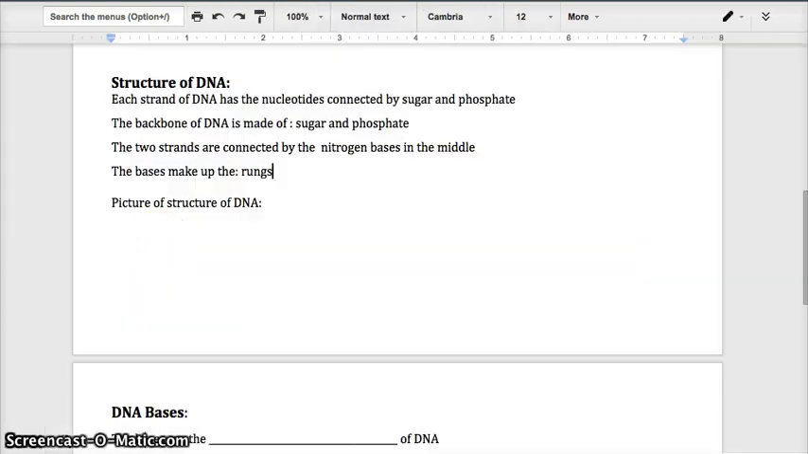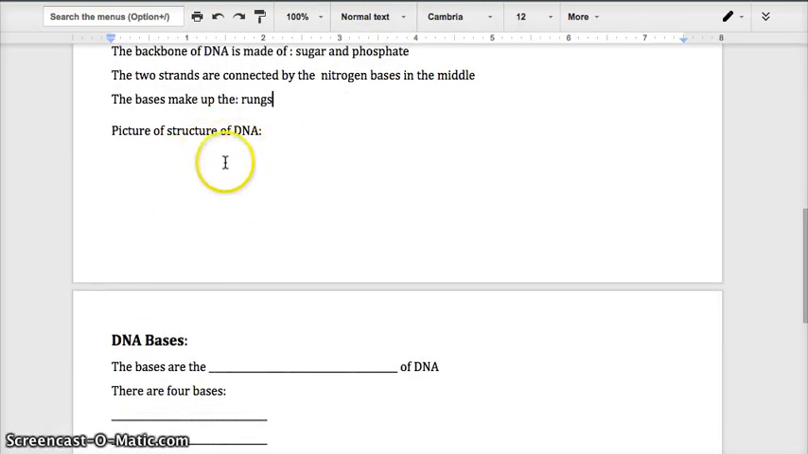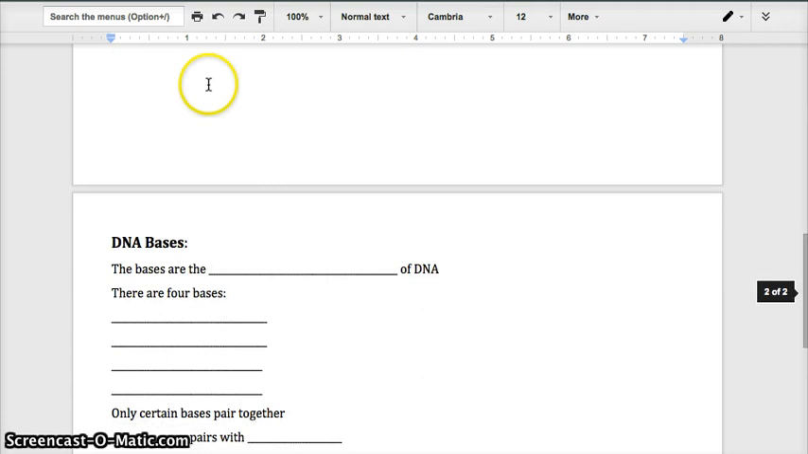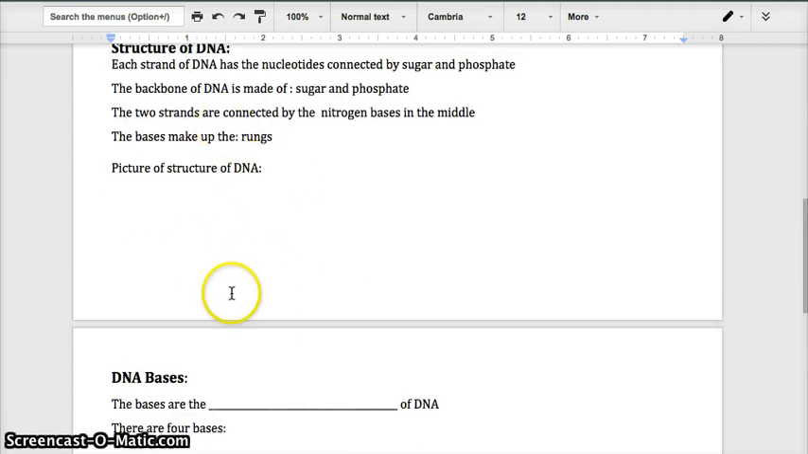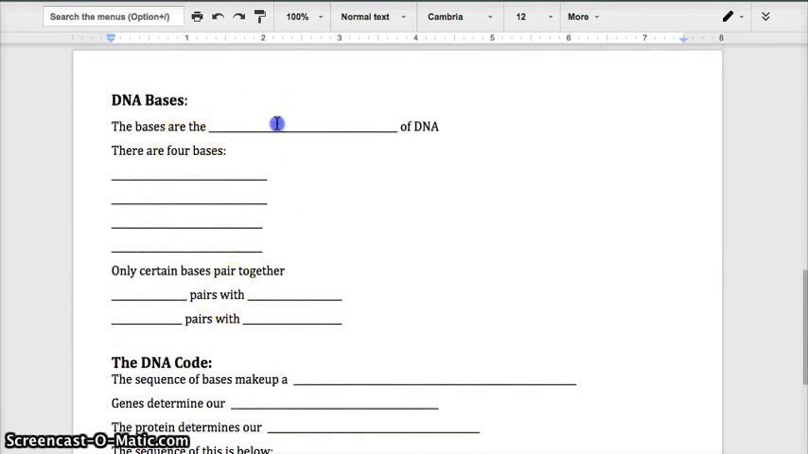So there's 4 bases. And again, draw that picture. Those are right on that slide, because that's going to be very important for what you're going to do next. The bases are the most important part of DNA. And there are 4 bases.